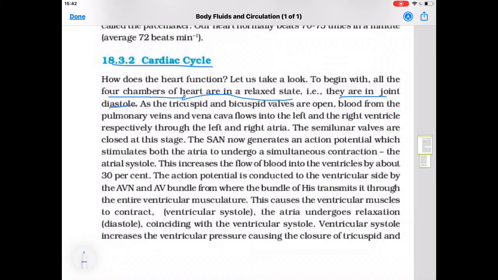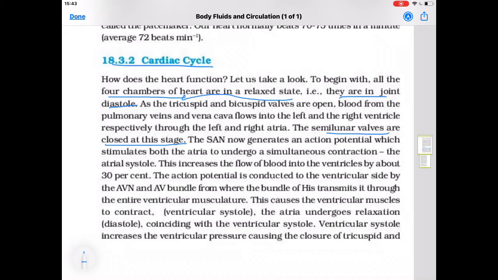So during joint diastole, the blood comes in auricles, and from the auricles some blood is going into the ventricles also. So during joint diastole, there is 70% filling of ventricles. Bicuspid and tricuspid valve are also open. But semilunar valve at this time is closed. Semilunar valve is present between the aorta and in the pulmonary artery, the artery which takes the deoxygenated blood from the right ventricle.